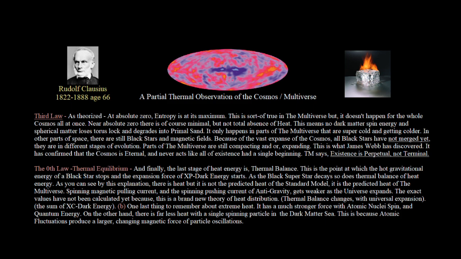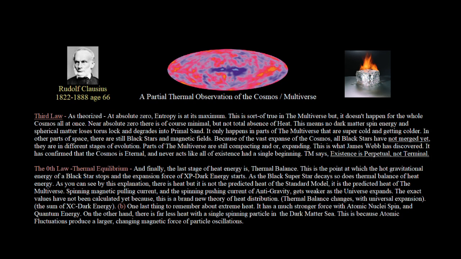Third law. As theorized, at absolute zero, entropy is at its maximum. This is sort of true in the multiverse, but it doesn't happen for the whole cosmos all at once. Near absolute zero there is of course minimal, but not total absence of heat. This means no dark matter spin energy and spherical matter loses torus lock and degrades into primal sand. It only happens in parts of the multiverse that are super cold and getting colder.